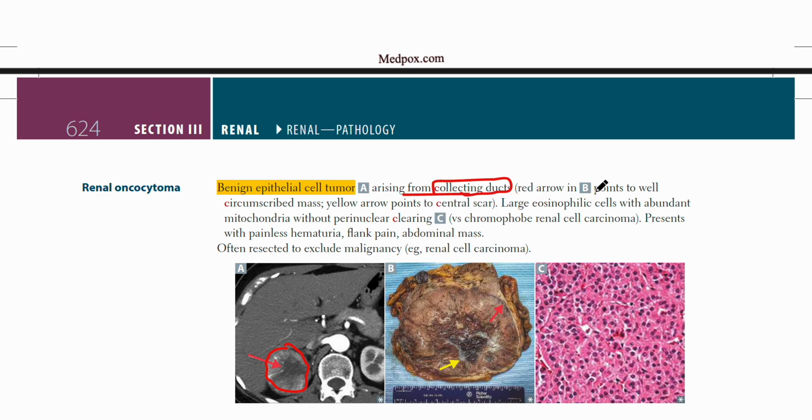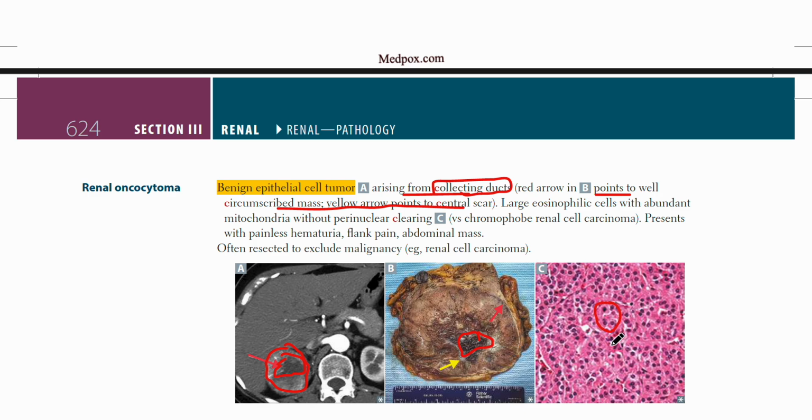Here. And also red arrow in here. Like this is the region where it arose, right? So it points to a well circumscribed mass. Yellow arrow points to central scar right here. This is the gross pathology, and large eosinophilic cells with abundant mitochondria without perinuclear clearing are there. Okay.